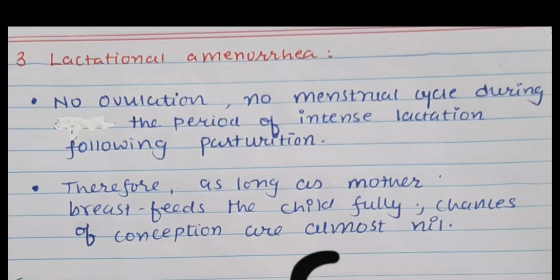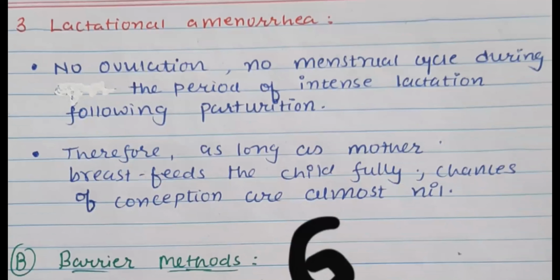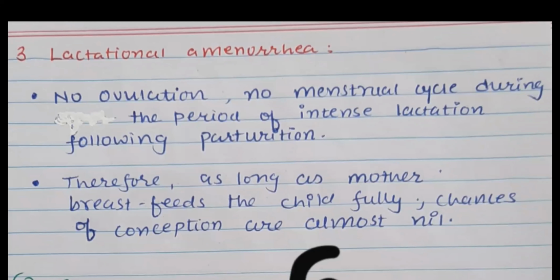Gestational amenorrhea means no menstrual cycle during pregnancy. Lactational amenorrhea, as the name suggests, is during lactation, the breastfeeding time. After delivery, after parturition, there is a lactation period, a breastfeeding period. At that time, can you tell me which hormone is responsible for milk secretion? Which hormone for milk?